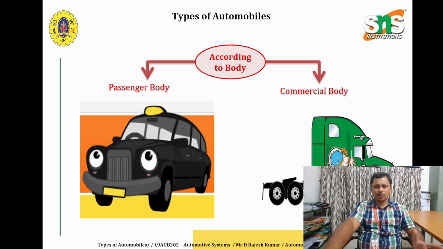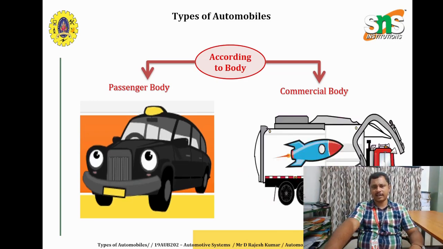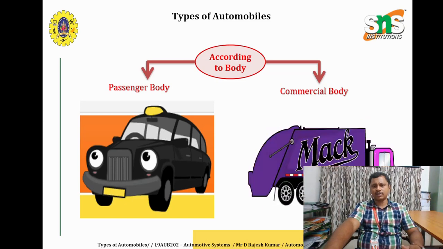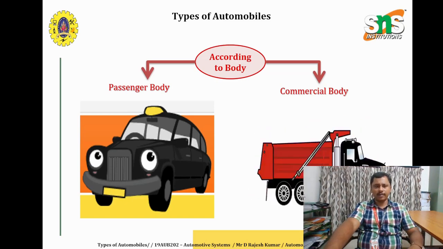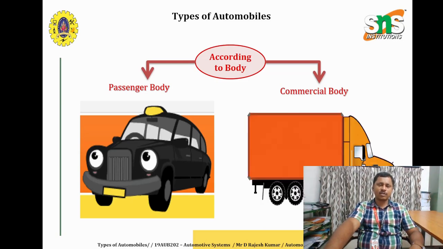So many things, post van. So these are all commercial body. Commercial body means that it is used to transport goods, right? Passenger body means it's the kind of thing used to transport passengers.